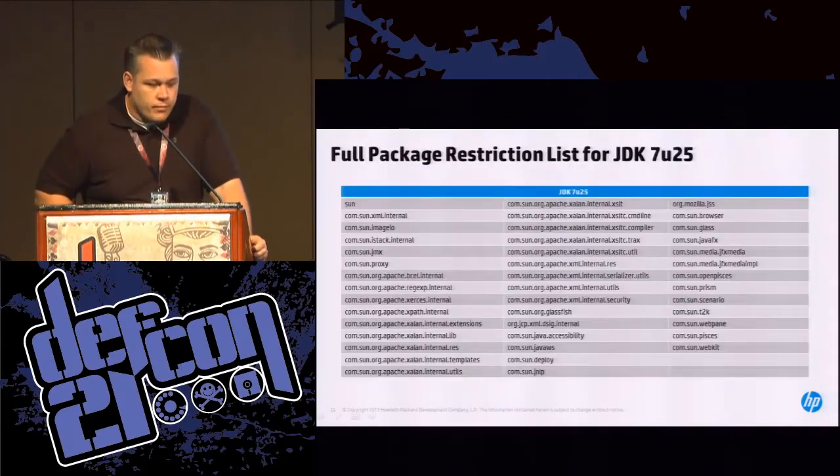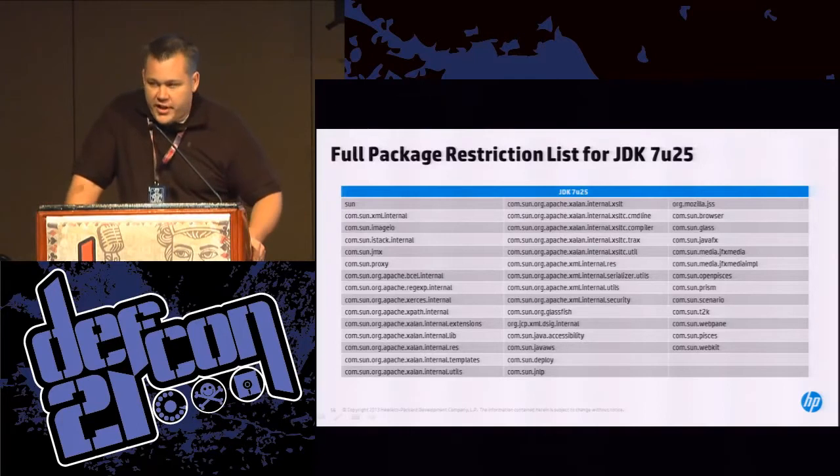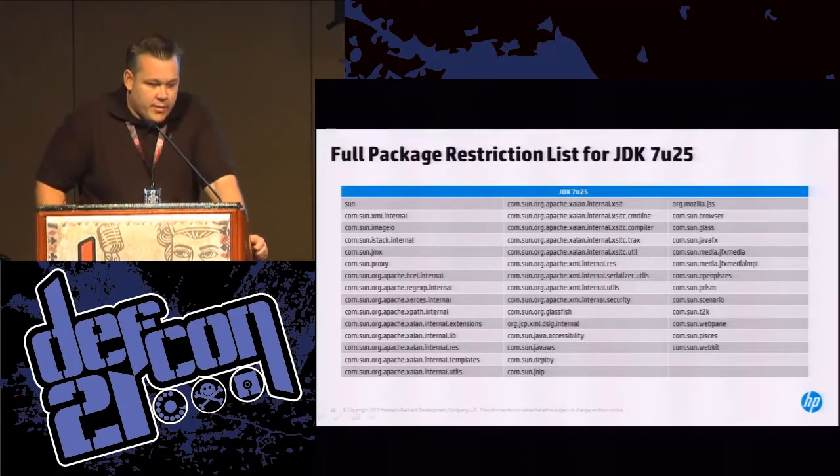What you see on the screen is the full package restriction list for JDK 7 U25. There are 43 packages in the list right now, and that's quite a change from U9, which had 12. You see a lot of com.sun.org.apache packages, so you can expect that in the future they'll probably remove some of those and add a higher level package.